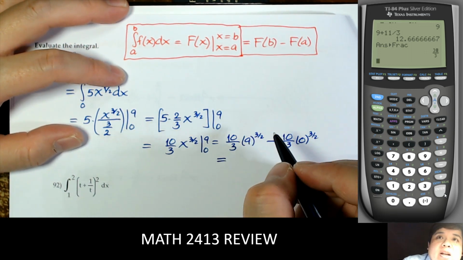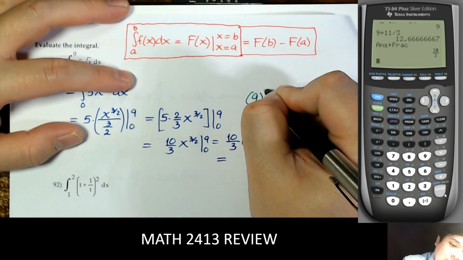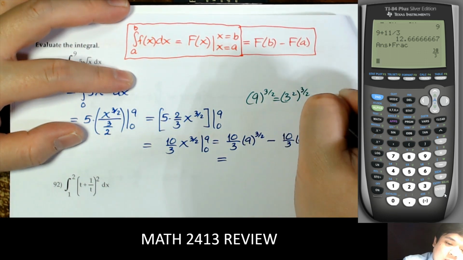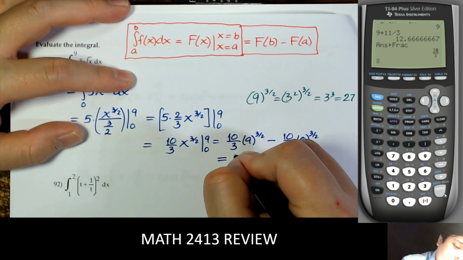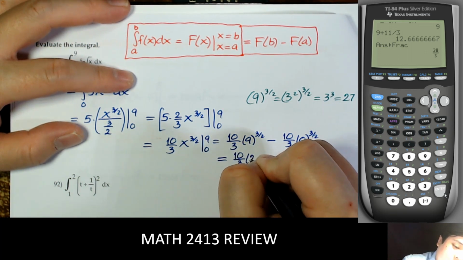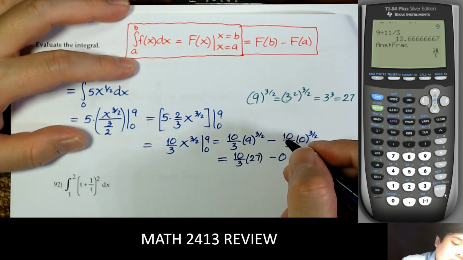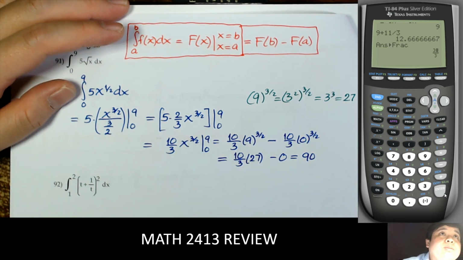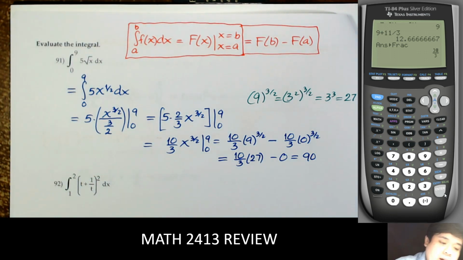9 to the 3/2 is 3 squared, quickly: 9 is 3 squared, raised to 3/2. The 2 and 2 cancel out, and 3 cubed is 27. So we have 10 over 3 times 27, minus 0. The 27 and 3 cancel out, that's 9, and we have 90. That's all we do.